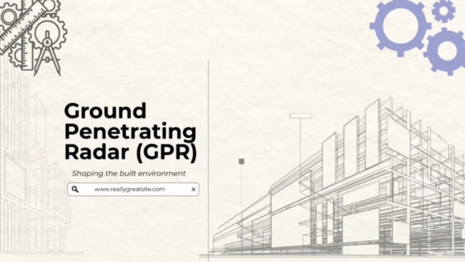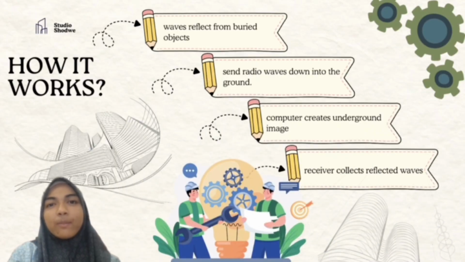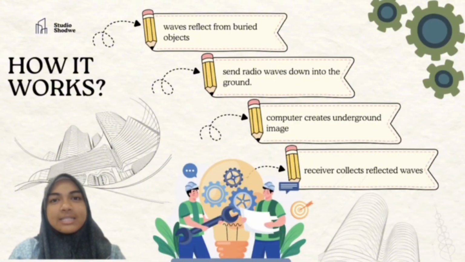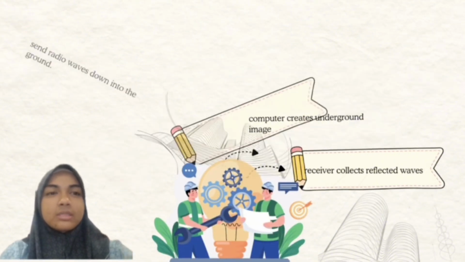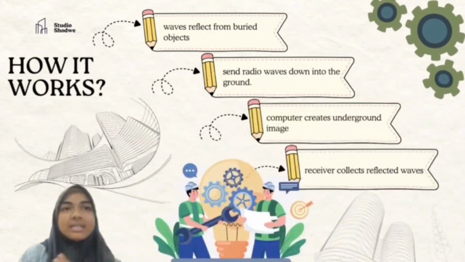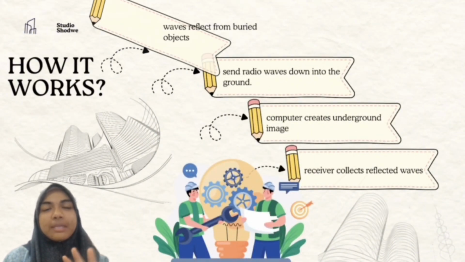Ground penetrating radar, GPR. How does this application work? It works in four simple steps. First, the transmitter antenna sends the radio waves down to the ground. Second, the waves reflect back from the object to the surface. Third, a receiver collects these reflections. Finally, the computer turns them into a 3D underground image.